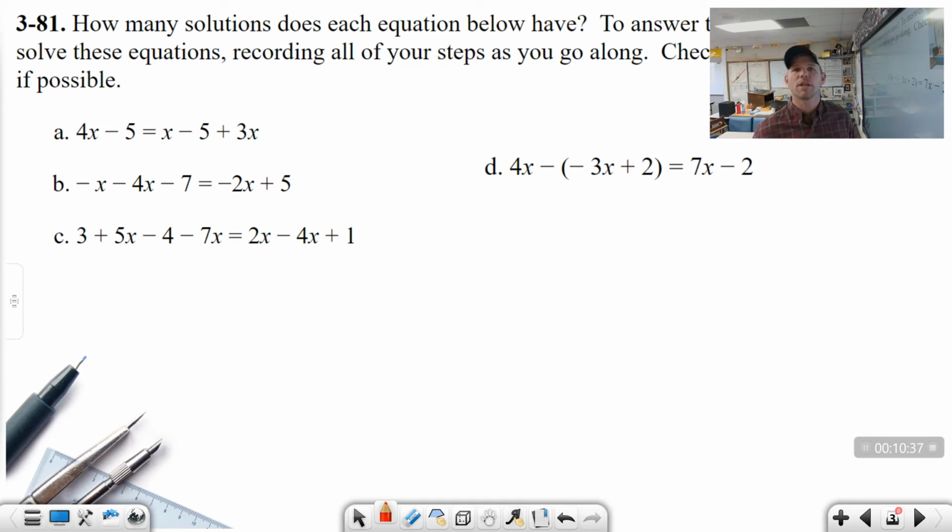Thanks for tuning in today to lesson 3.2.2, where we are practicing solving equations. How many solutions are there? And you can even check your work.